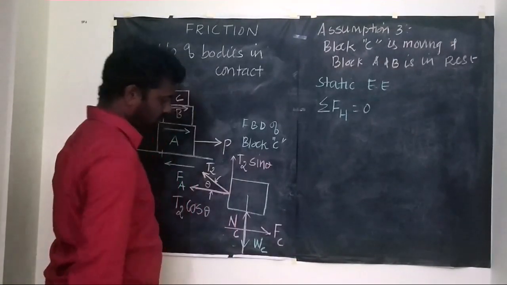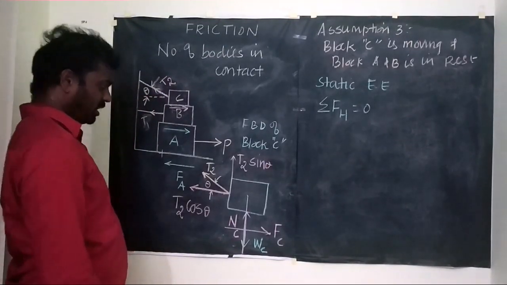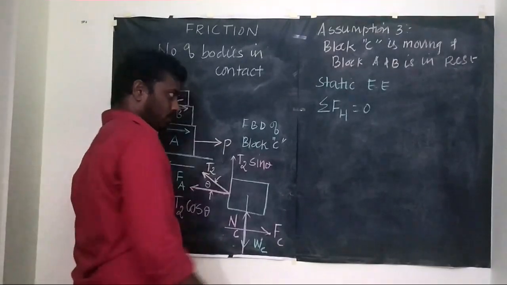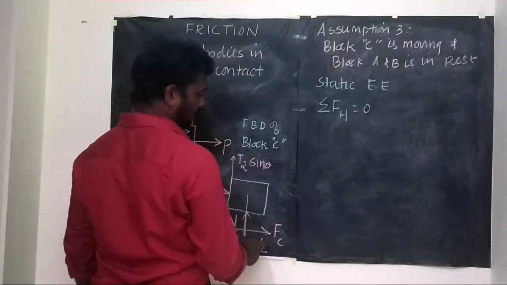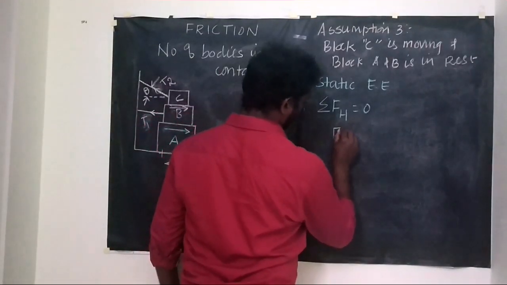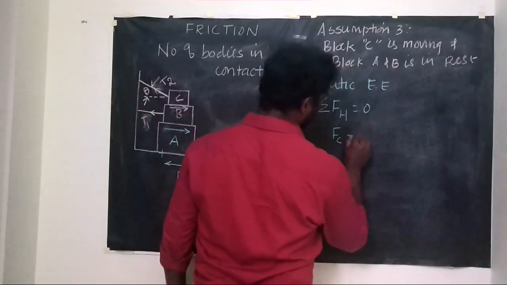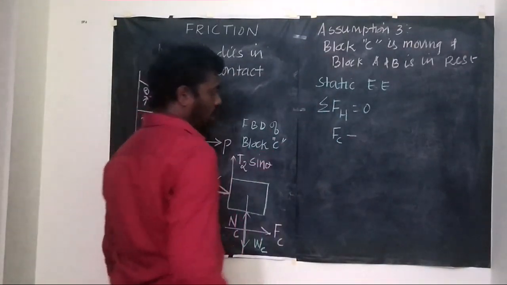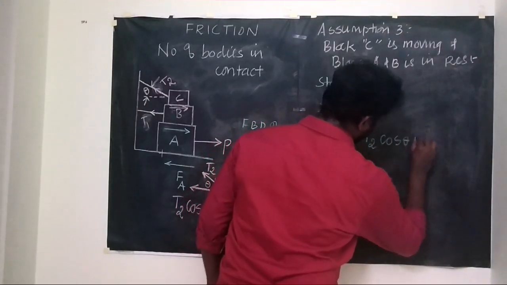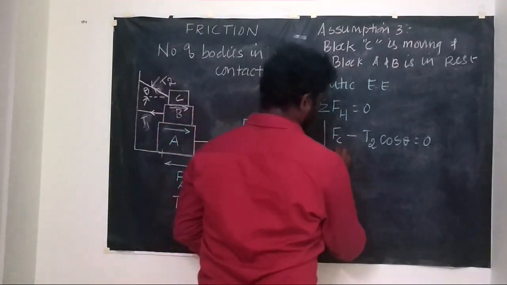The friction force, then T2 cos theta. Anything else? Okay, we have only these two forces. So here the limiting friction force FC is acting towards the right, assume it as positive FC. Then this T2 cos theta is acting towards the left, assume it as negative. FC minus T2 cos theta equals 0. This is my required equation.